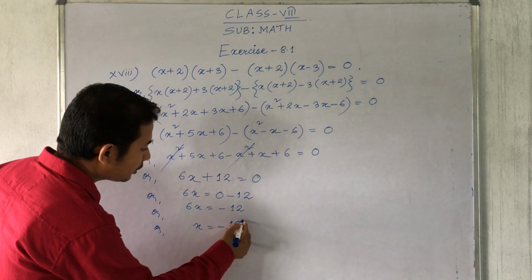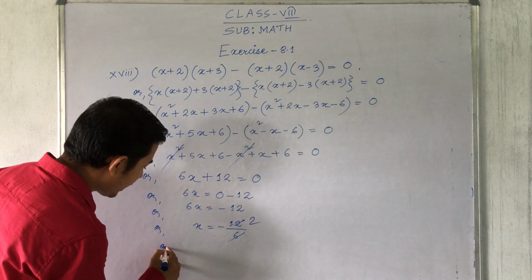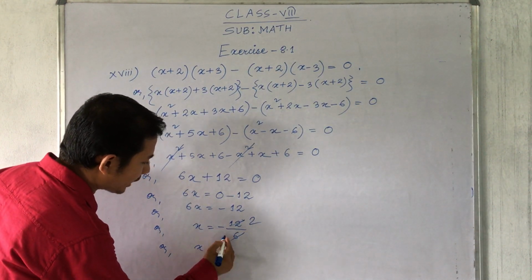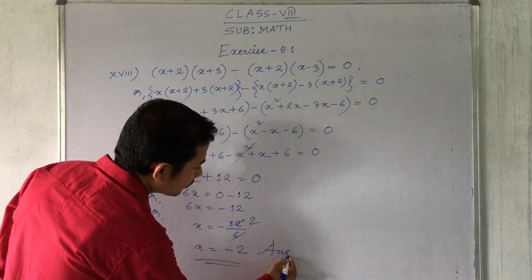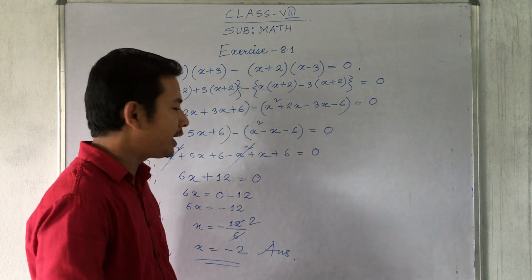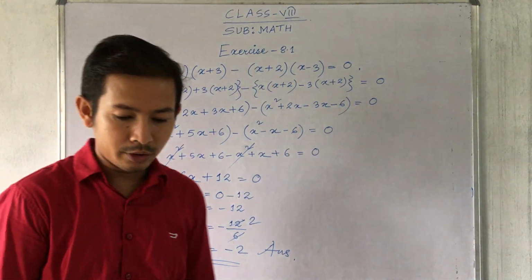So, this way we get the value of x is negative 2. This is the answer. So, this is done. Understood? Very easy. This is number 18. Understood?